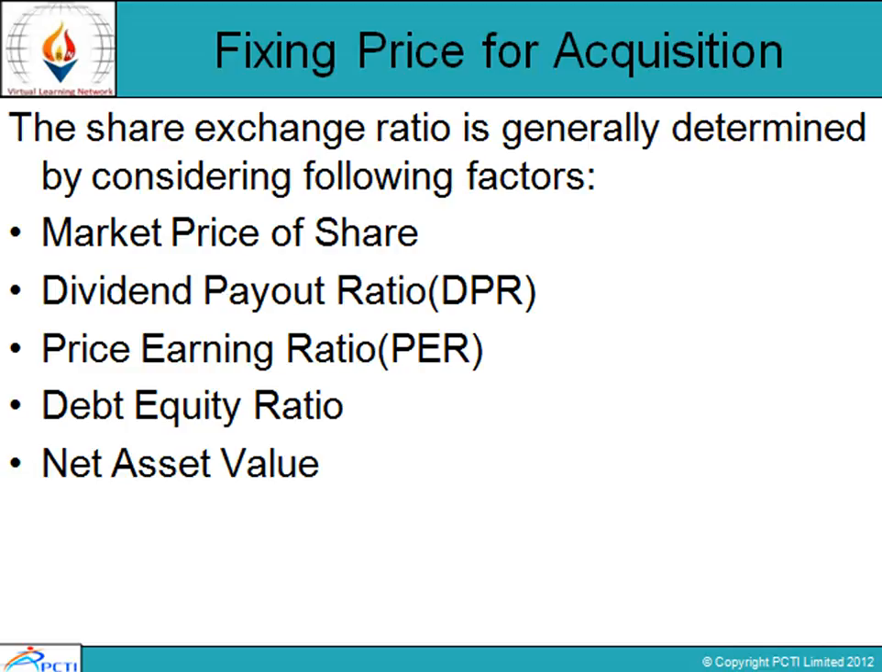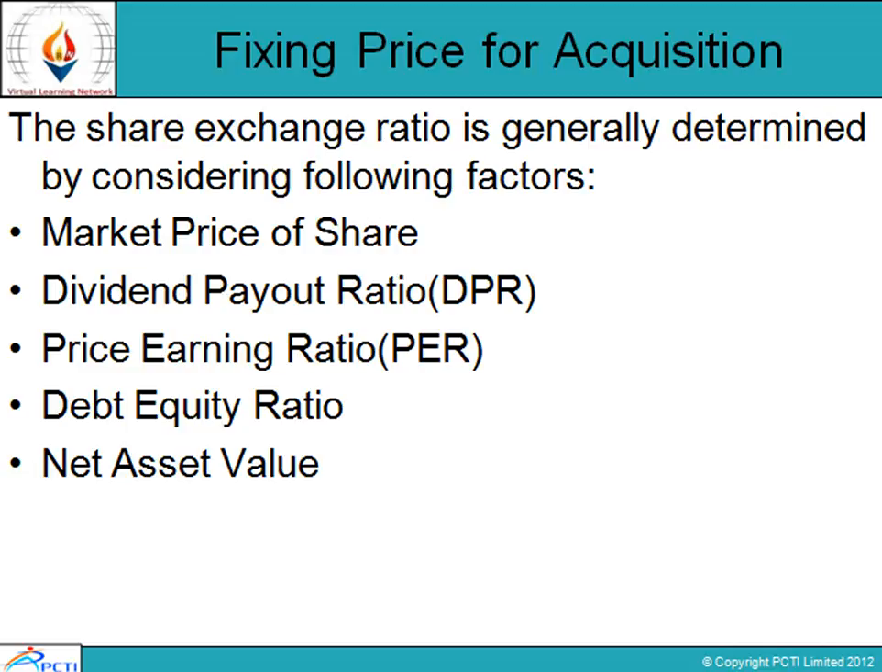The second is dividend payout ratio, DPR. Here the dividend paid in the immediate past by the two companies becomes very important, as the shareholders want continuity of dividend income.